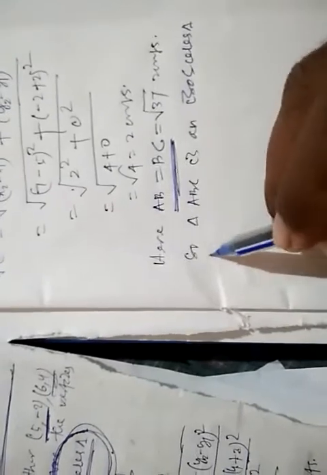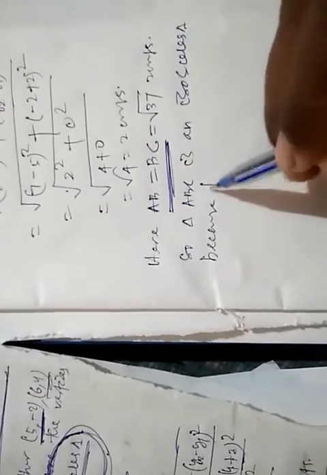So now tell me, what is AB you calculated? Square root of 37. What is BC you calculated? Square root of 37. So both sides are the same or not? Here AB and BC are the same. Here AB equals BC equals square root of 37 units. So now two sides are equal. So triangle ABC is an isosceles triangle because two sides are equal.